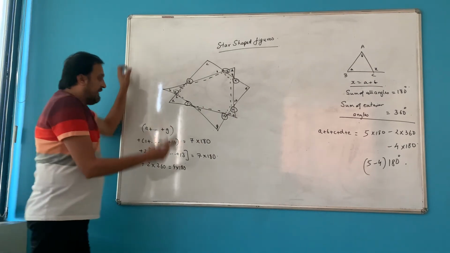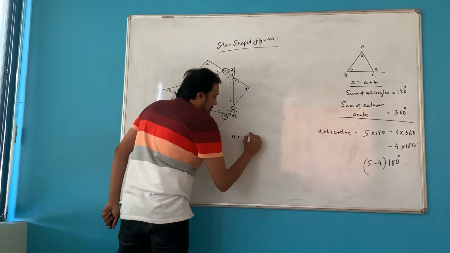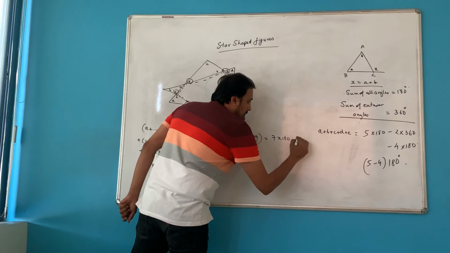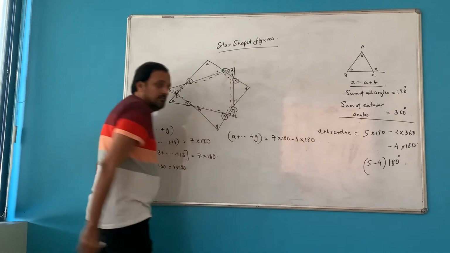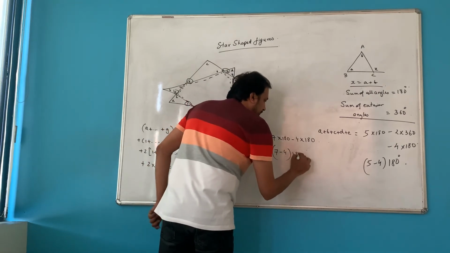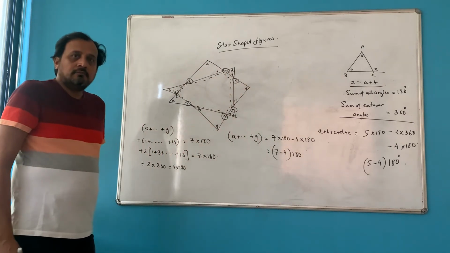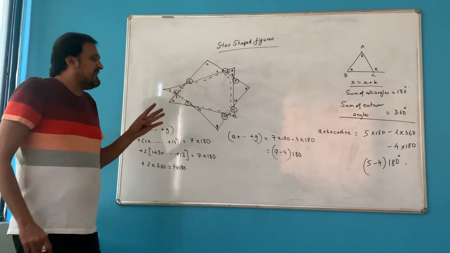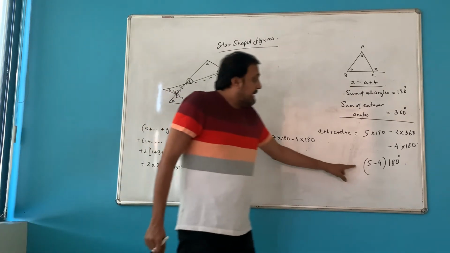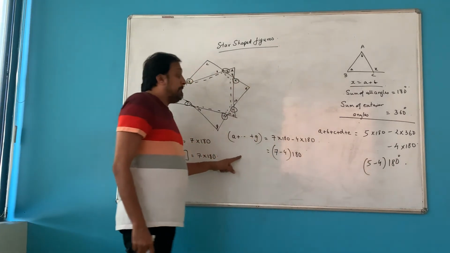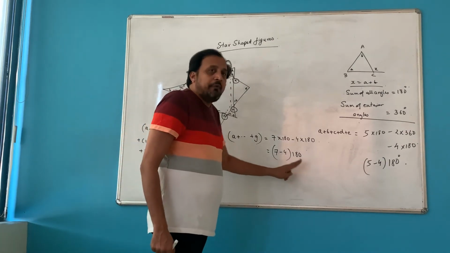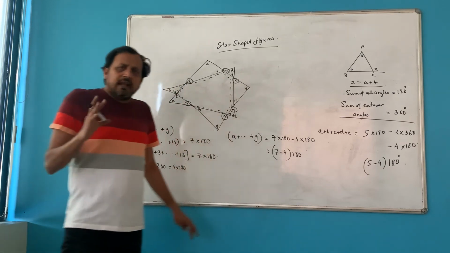If I take it on the other side, what will happen? Which will be essentially nothing but 7 minus 4 into 180, which is 3 into 180. For a pentagonal star-shaped figure, it was 5 minus 4 into 180. For a septagonal star-shaped figure, it was 7 minus 4 into 180, which is 3 into 180.